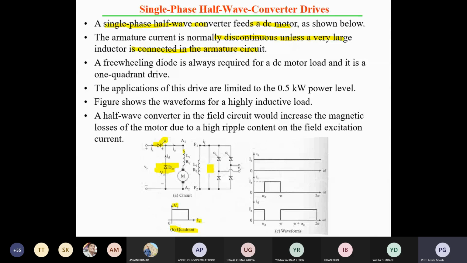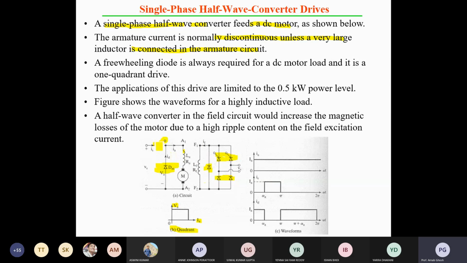You need to install the freewheeling diode in both cases. If you are using the full wave converter, it is still symmetrical, a symmetrical semi converter. When would it be asymmetrical? By exchanging one leg, if the diode changes position, you just cross change, putting this diode in this leg and the SCR there, so it will be asymmetrical. In that case no freewheeling diode is required across the field. Freewheeling diode is always required for the DC motor load, and it is a one quadrant drive.